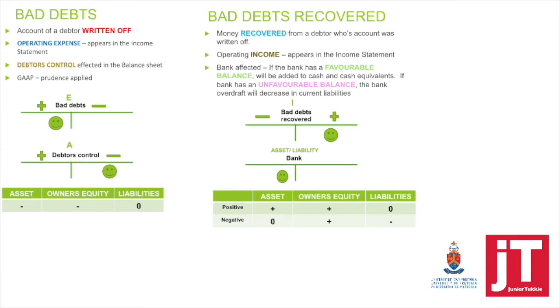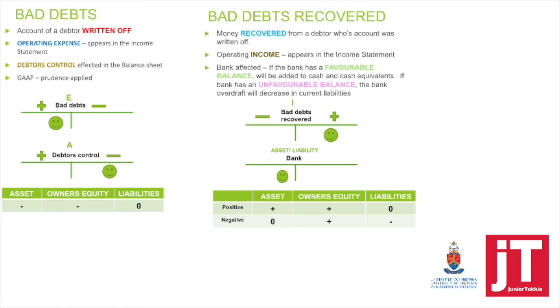Some revision before we go on to the activity. Bad debts is debtors with outstanding debt. We've tried everything to collect that money and eventually we got to the point where we decide to write it off as bad debts. So it means they will no longer be a debtor. This is an operating expense. And when we decide to write it off as bad debts, we are going to remove them from our debtors control. The GAAP principle being applied here is prudence.